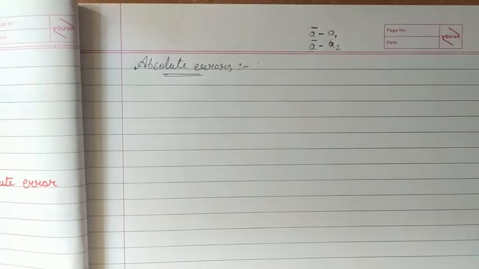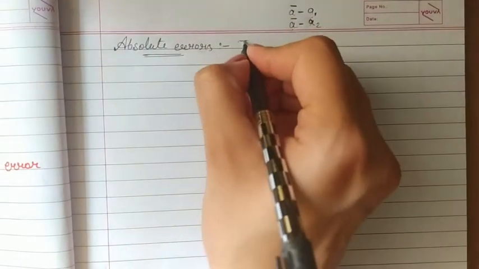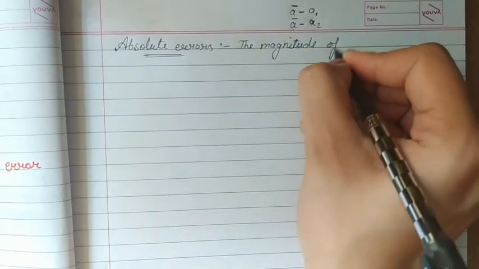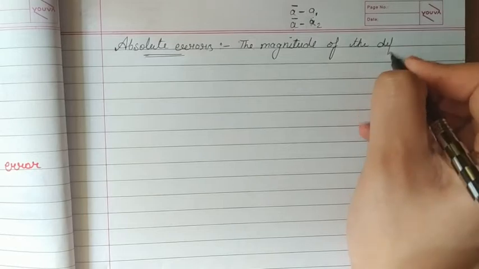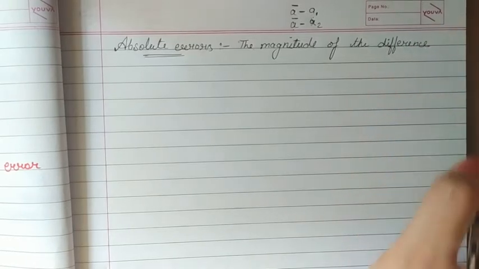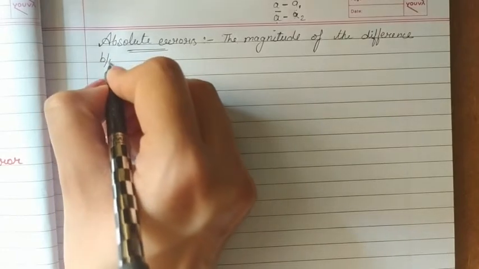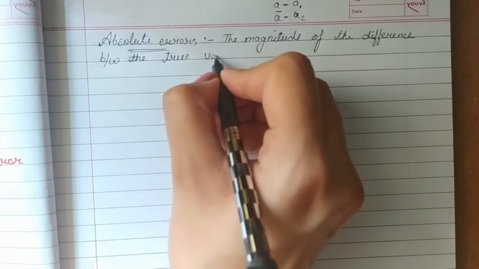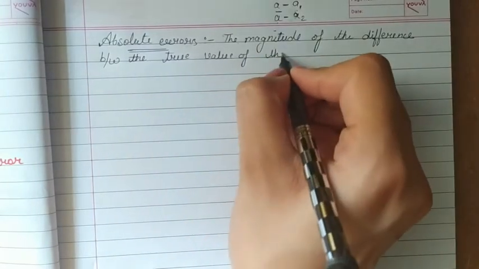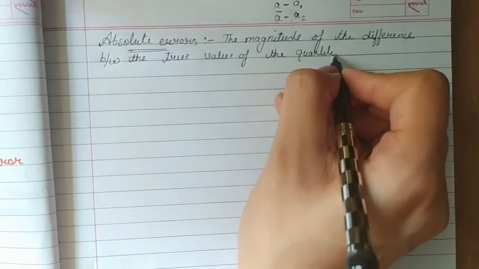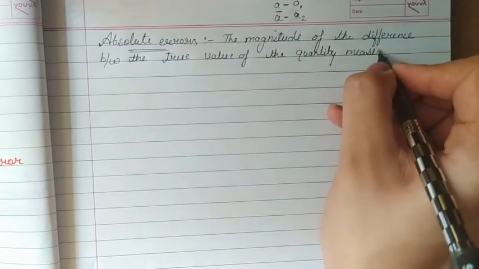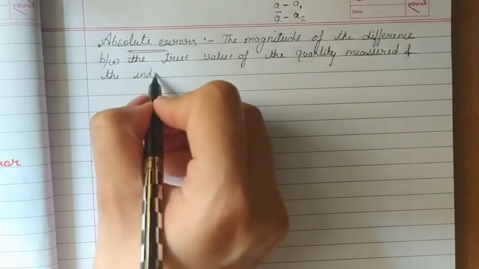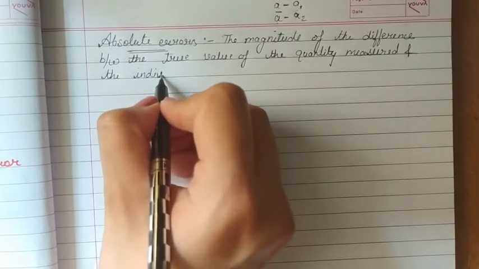So we can write absolute error as the magnitude of the difference between the true value of the quantity measured and the individual measured value.